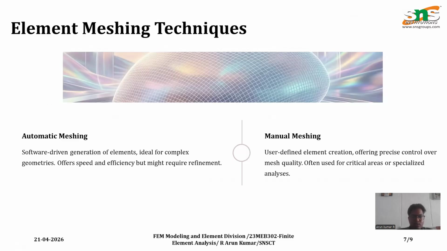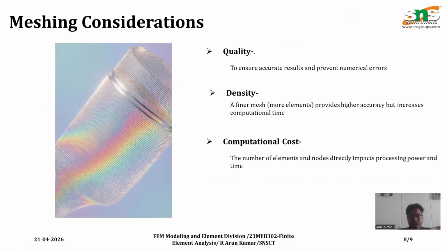The element meshing techniques are either automatic meshing or manual meshing. With automatic meshing, the software drives the generation of elements and it is ideal for complex geometries, offering speed and efficiency, but it might differ in refinement. In manual meshing, the user defines the elements and their creation, offering precise control over the mesh quality, often used for critical areas or specialized analysis.